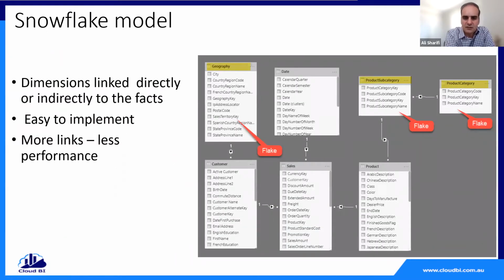There is another way of data modeling that we call snowflake. The snowflake is similar to the star, but here the dimensions can be linked to the fact table indirectly. For example, here we have the product connected to the sales, but product category and subcategory are connected to the sales via product. This one is easy to implement, but you won't get very good performance when you have very large data.